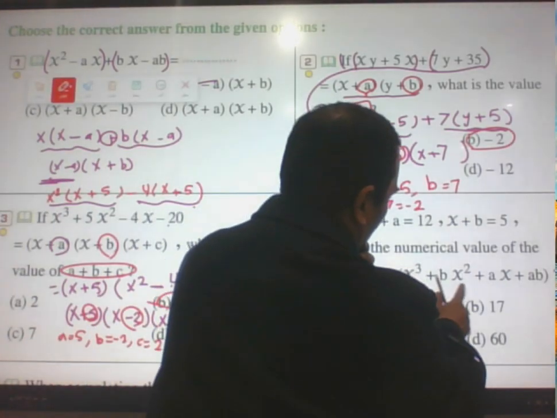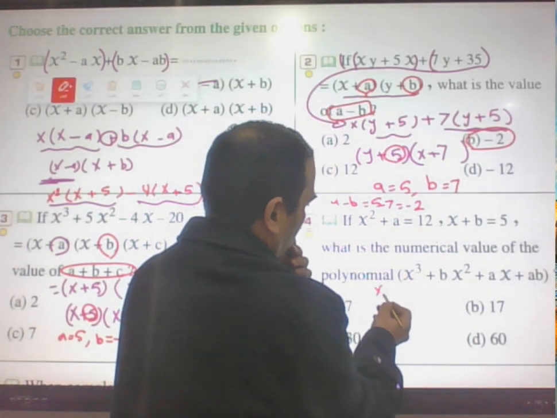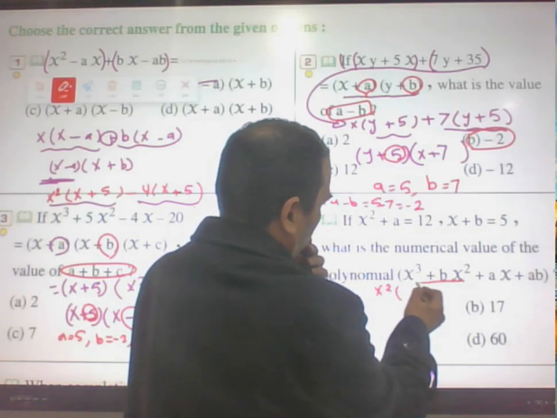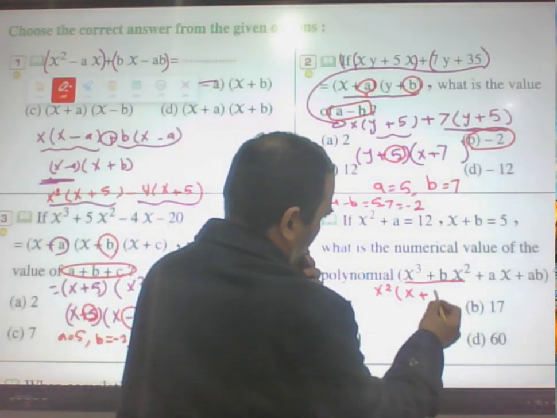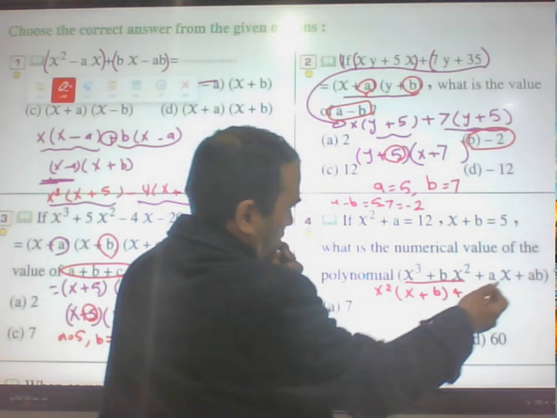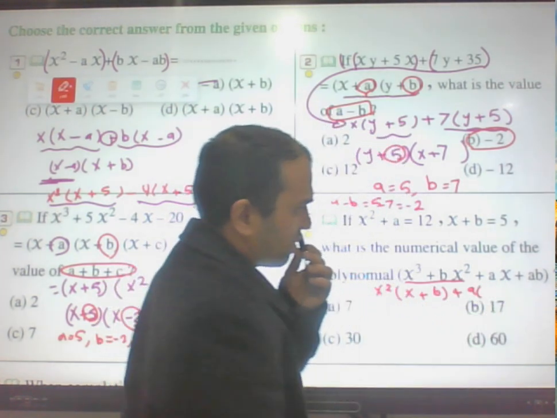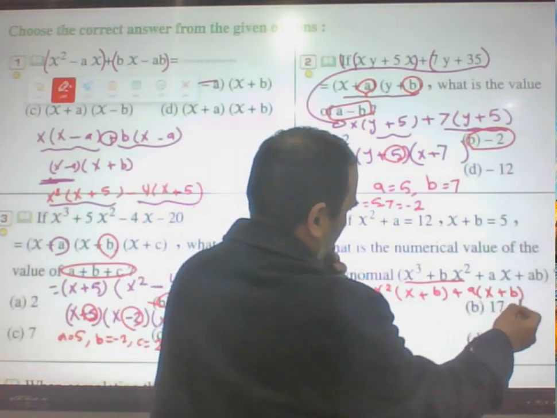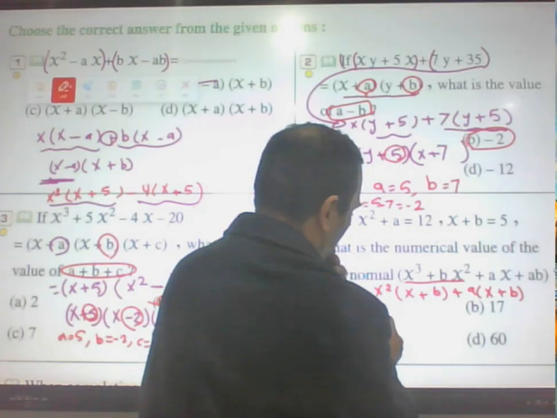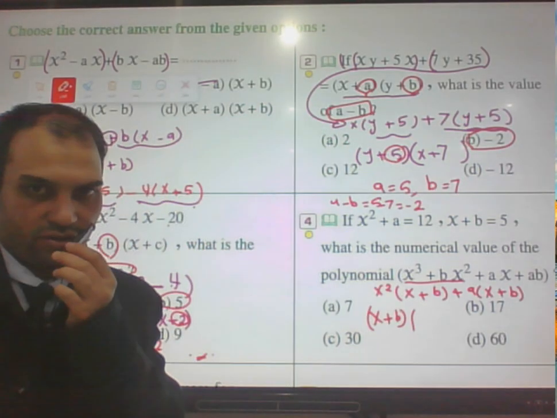Look at here: x power 3, we can write x power 2 as the common factor between two terms. X power 3 divided by x power 2 equals x, and b x power 2 divided by x power 2 will be b. And here, we can write a as the common factor between two terms. A was repeating. Then ax divided by a equals x, and ab divided by a equals b. Then we have x plus b was repeating, right? This bracket is the common factor between two terms, okay?